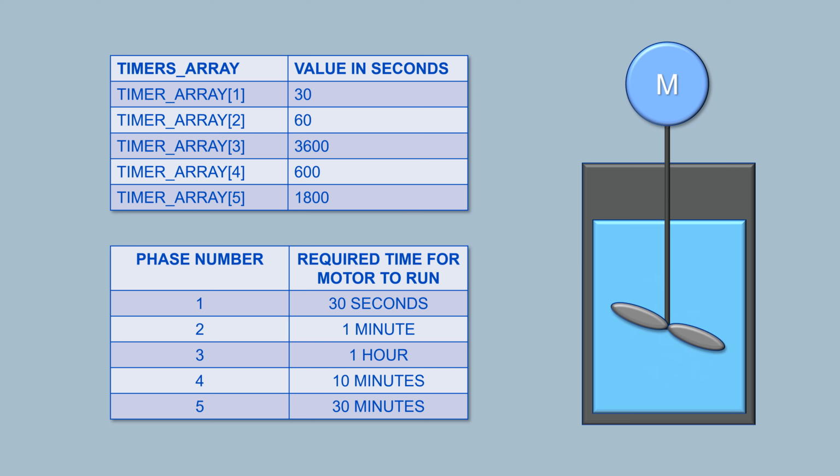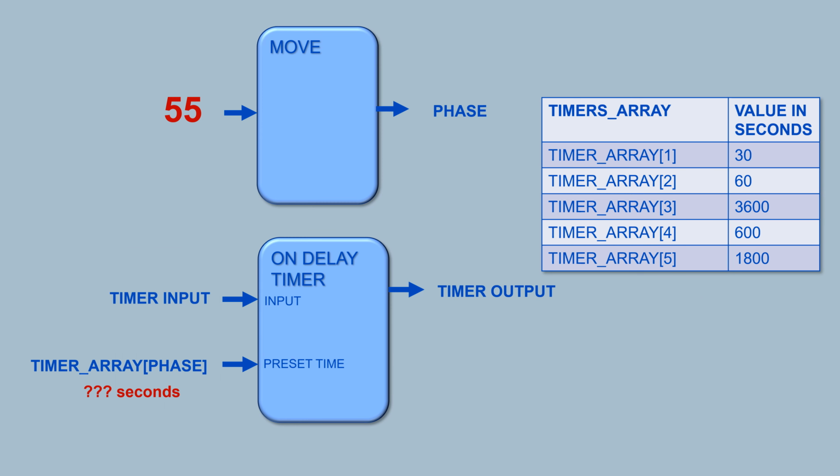He pinpoints the problem to the timer array index. Each element in this array holds a time value for the amount of time that a mixer motor shall run in a particular phase of the process sequence. As Ron digs deeper, he discovers that the phase variable is used as an index for this array. But this array is defined for 5 elements only, while the triggering index is a staggering 55 value.